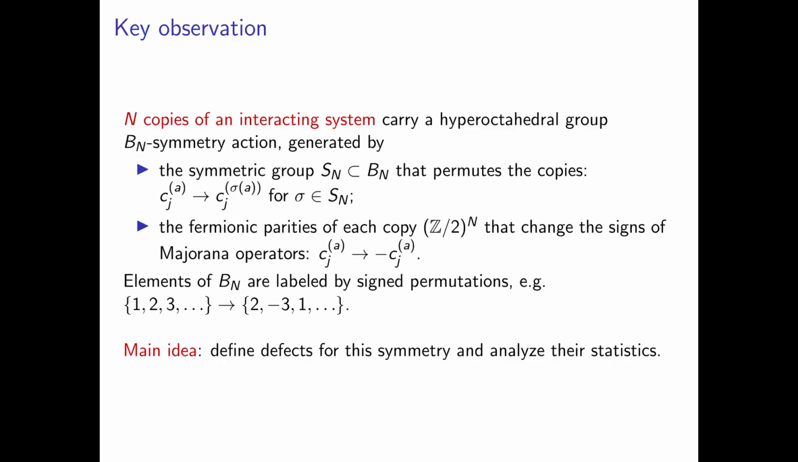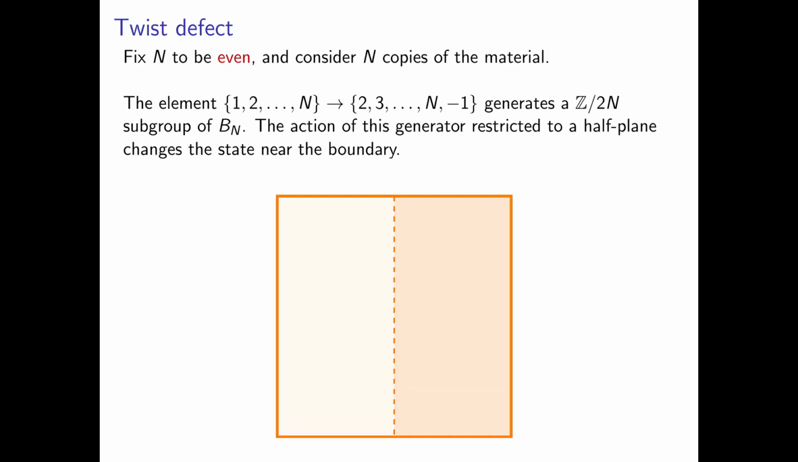The main idea to define this invariant is to consider defects for the symmetry and somehow analyze their statistics. So how to construct defects? First, for convenience, I'll just choose n to be even. You can also do things with odd n, but just for convenience. We consider a specific element of this hyperoctahedral group that generates a cyclic permutation with an extra minus sign. So we permute the copies and also apply fermionic parity in the last layer. It generates a Z mod 2n subgroup of this hyperoctahedral symmetry group.